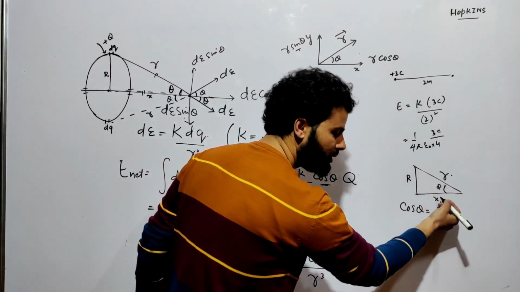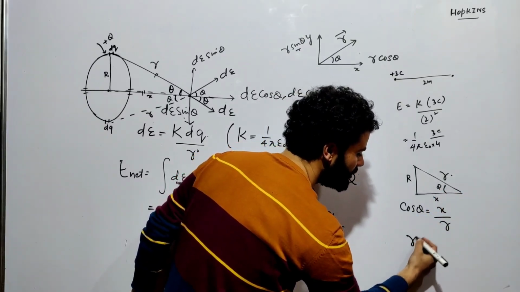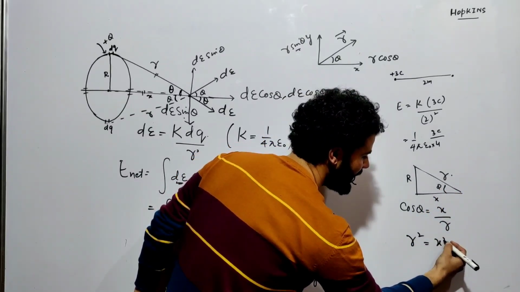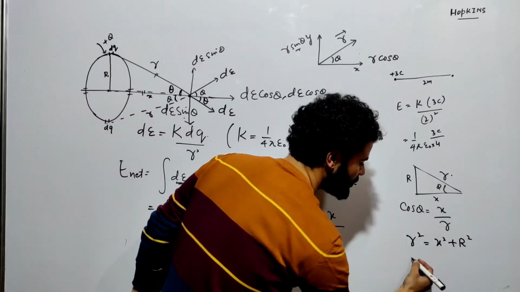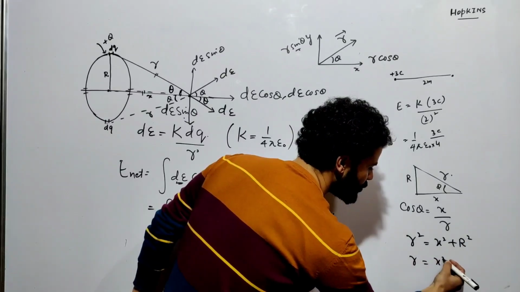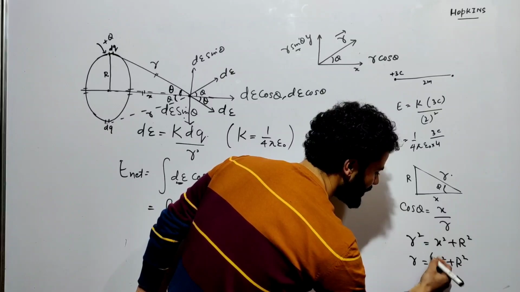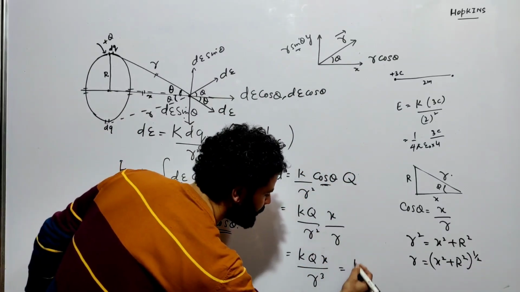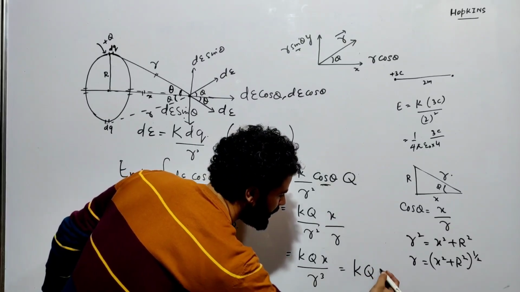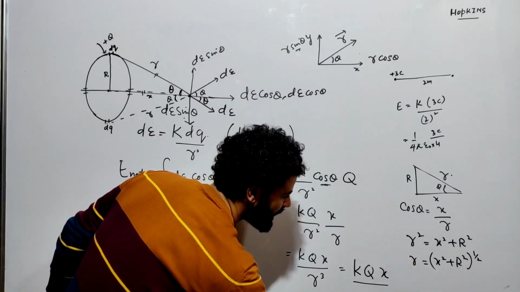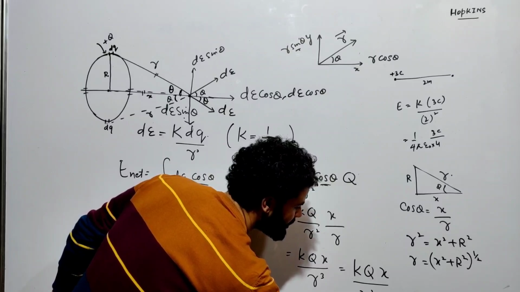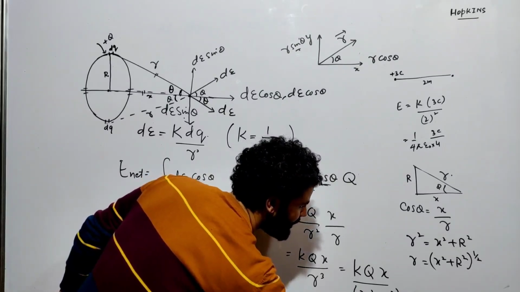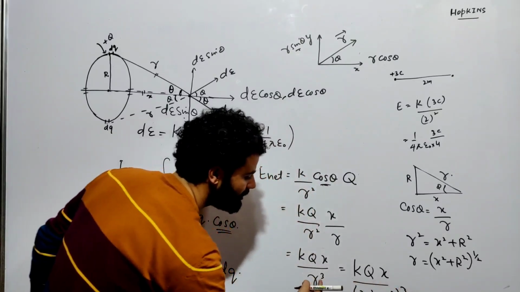Is that okay? I can manipulate a bit, since I can use the Pythagoras theorem as well. So it would give me r square is equal to x square plus capital R square. So r would be equal to x square plus capital R square to the power 1 by 2. And if I substitute that here, that would give me k q x divided by, I replace r with x square plus capital R square to the power 3 by 2, because I have 3 here.